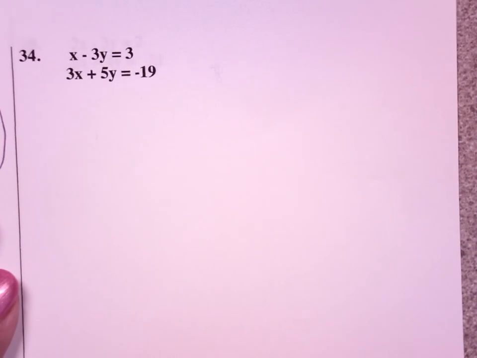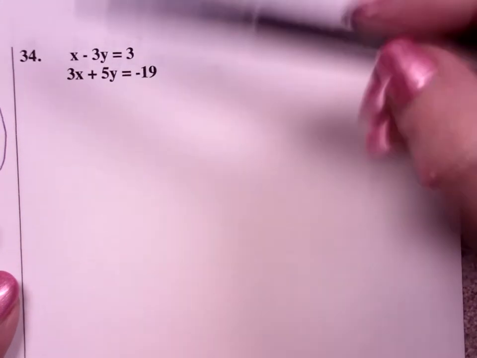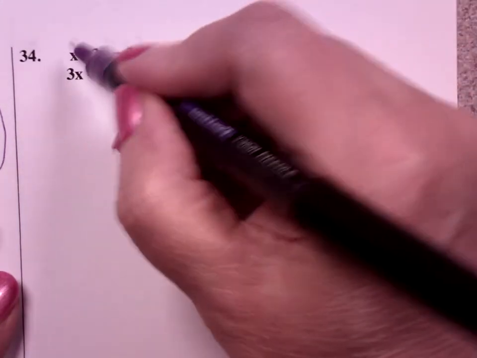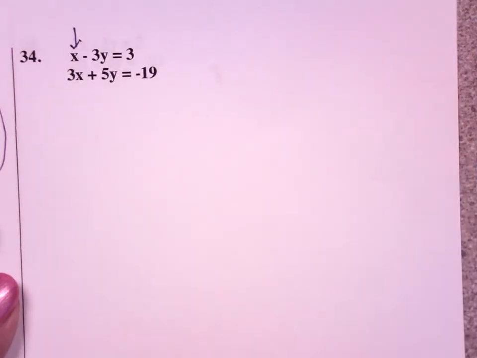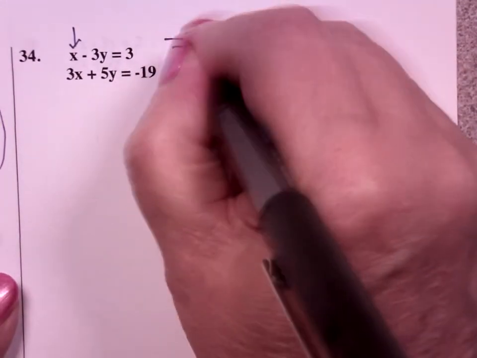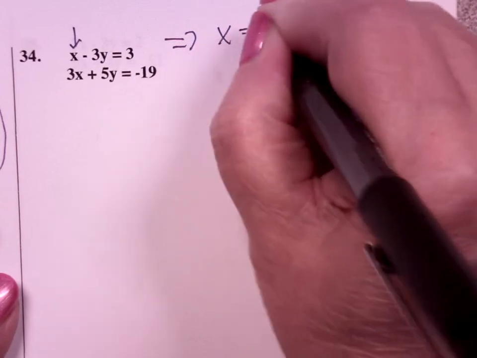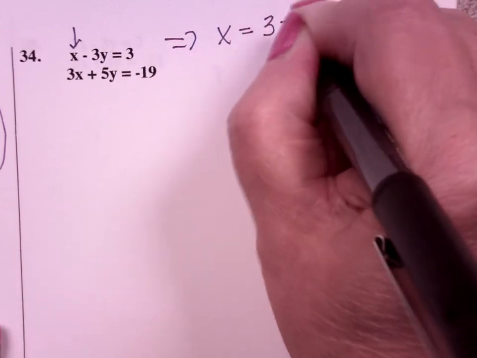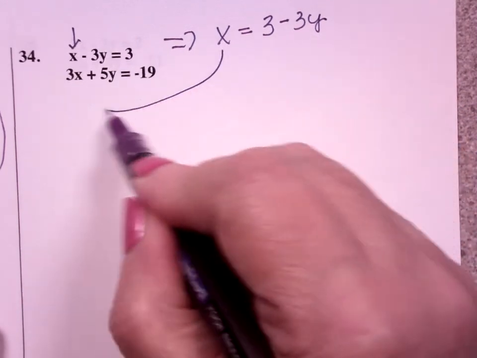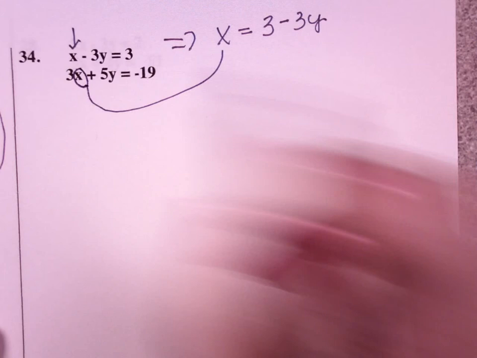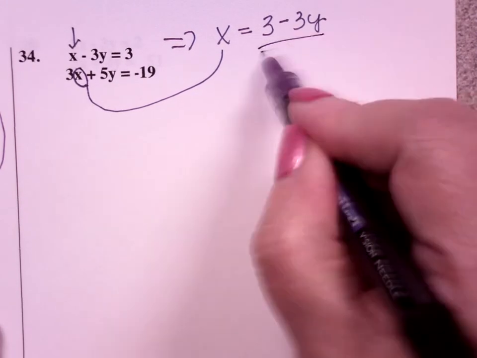Now, here's one, and they're both in general form, so I've got to choose. Now, I'm going to have to solve for a variable, and the one I'm going to solve for is x, because it has the coefficient of 1. Nobody else has a coefficient of 1. So this is going to give me that x is equal to 3 minus 3y.